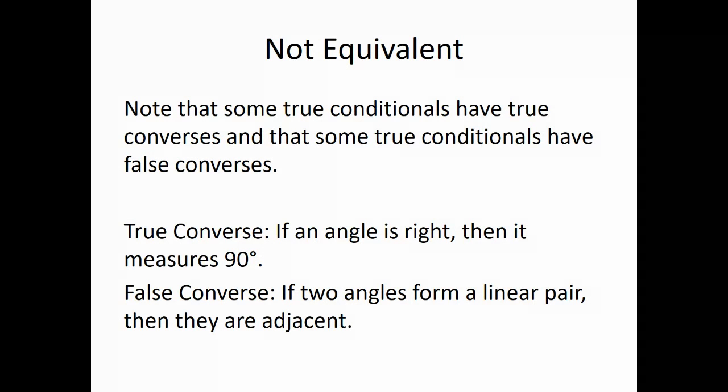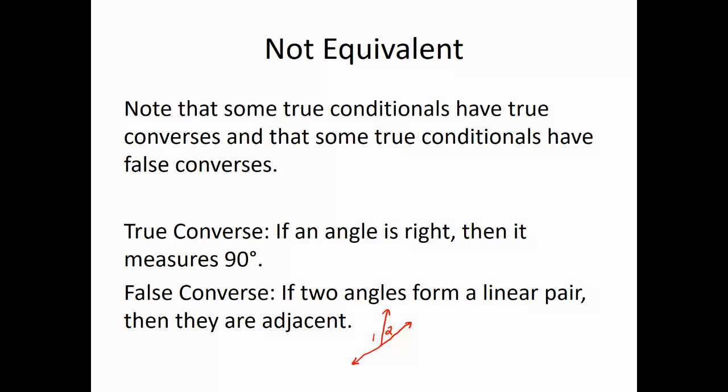But now let me give you an example of a true conditional that has a false converse. And it's this: if two angles form a linear pair, then they are adjacent. So let me simply draw you a very simple example of this. So let me draw you a linear pair. This is something that you're supposed to know how to do. So you simply make a line, and then out of that line you make two angles, which I will call angles 1 and 2. That's my linear pair, and those angles are certainly adjacent. They have a common side, and their interiors do not overlap, so they are certainly adjacent.